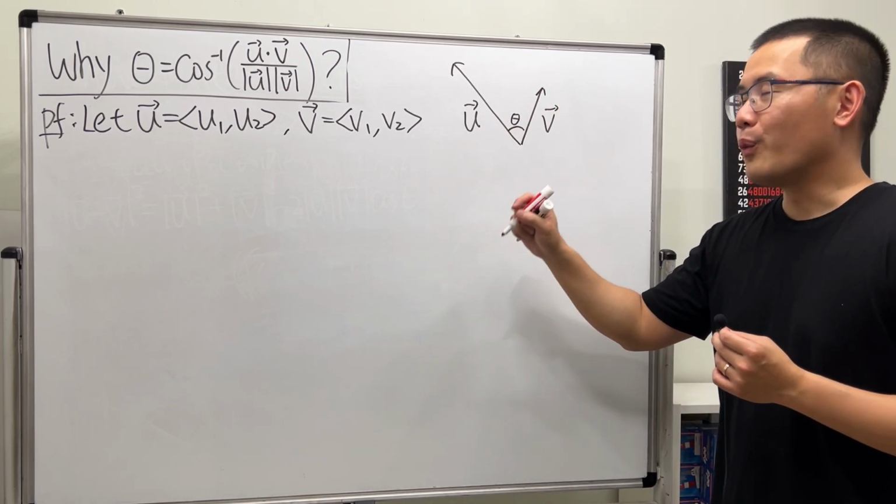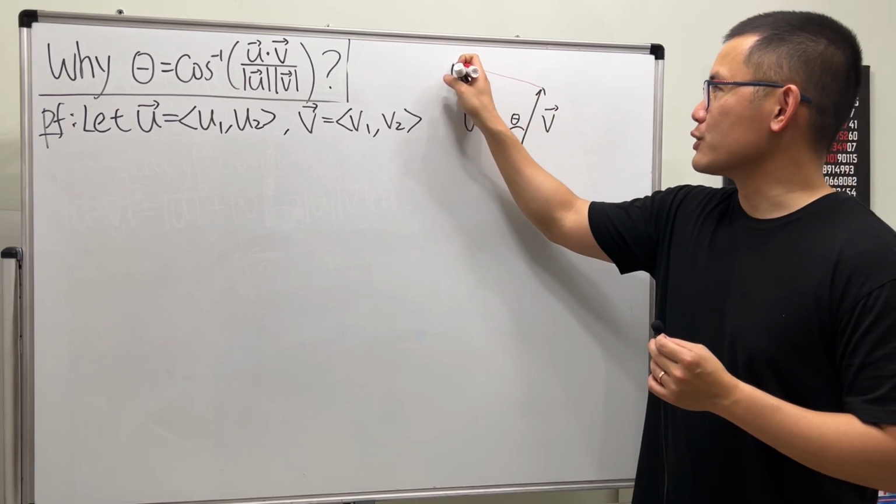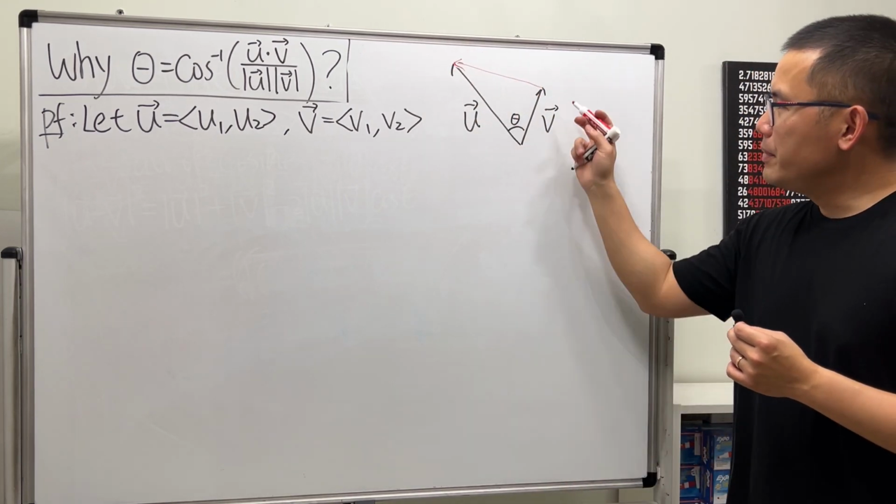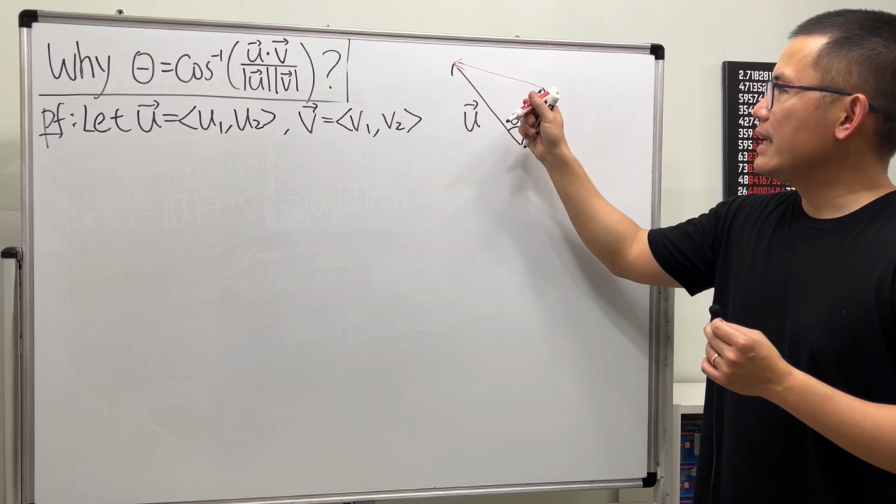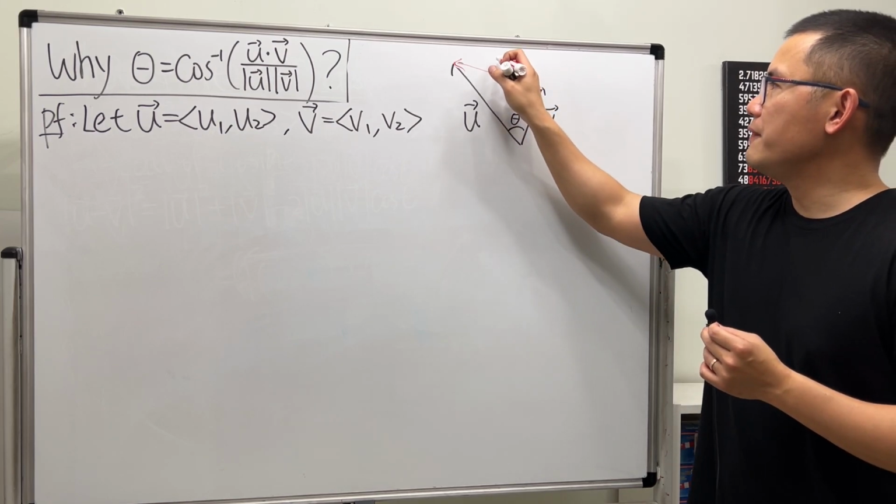Here is what we have. Why don't we connect from here to here so we have a triangle to work with? And because I went this way, this side we can write as u minus v.